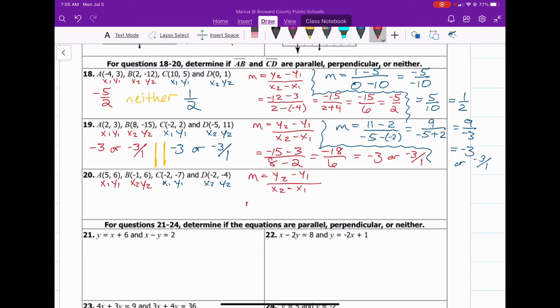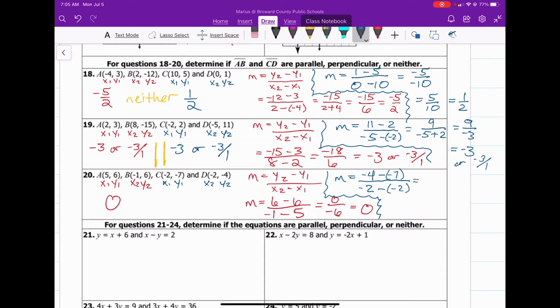So getting back to our problem, y2 for the reds is 6, y1 is 6. And then x2 is negative 1, x1 is 5. That's going to be 0 divided by negative 6, and 0 divided by anything is just 0. So for A and B, the slope is 0. Now let's do the blue ones. M is equal to y2 is negative 4, y1 is negative 7, divided by negative 2 minus negative 2.